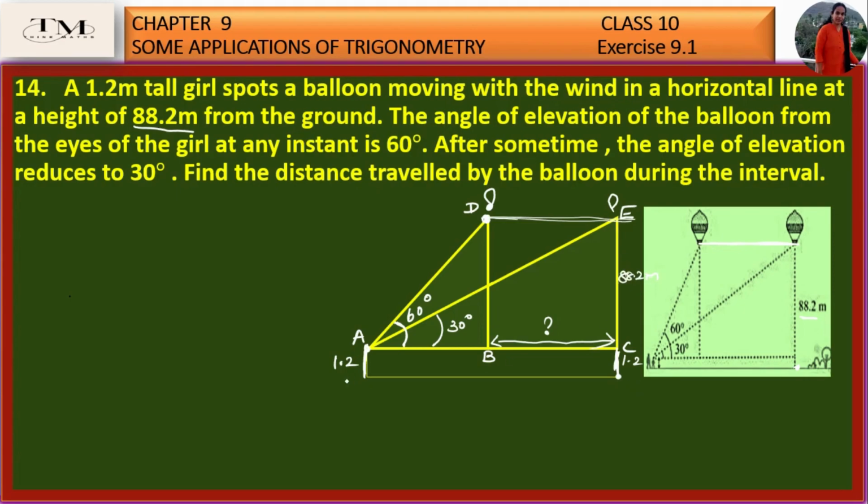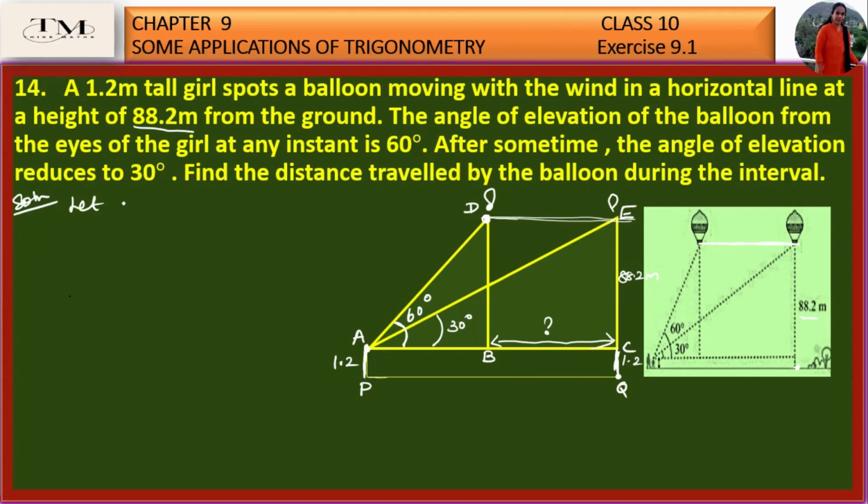So that is, if we make this as PQ, EQ is equal to 88.2 meter. Now, the girl's height is 1.2. This is same as CQ. We have drawn the line parallel to AC. So AC and PQ are drawn parallel, so PQ will be equal to AC. Now, let us start the solution.